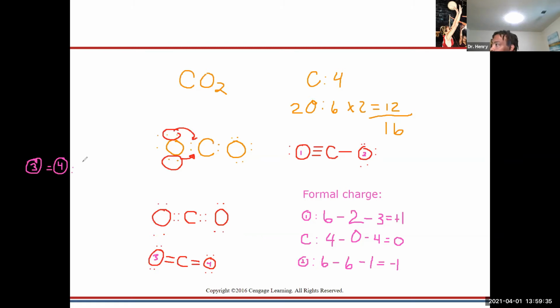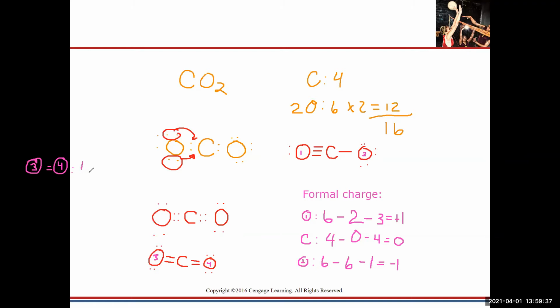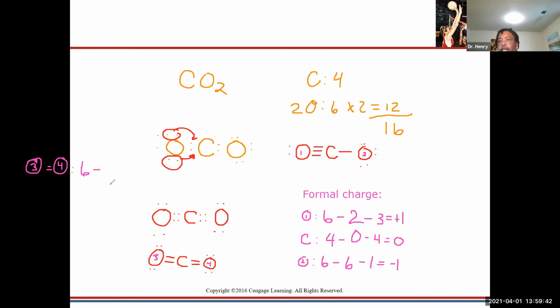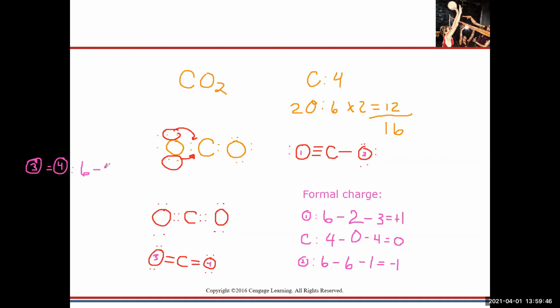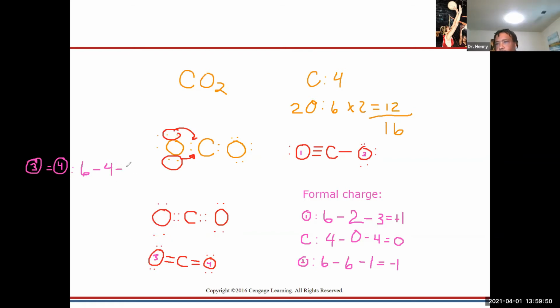Oxygen has 6 valence electrons. How many lone pair electrons are on this oxygen? 4. And how many bonds? 2. So the formal charge equals 0. And then what about our carbon?